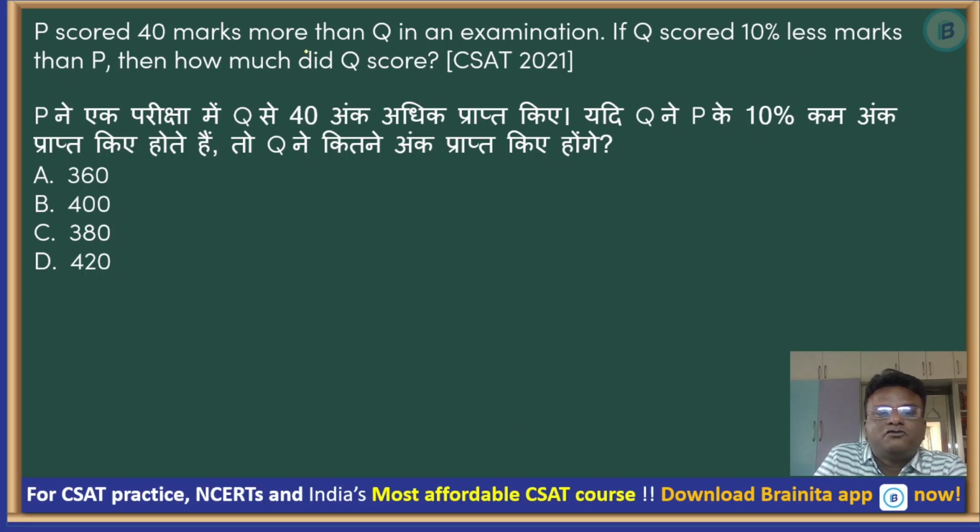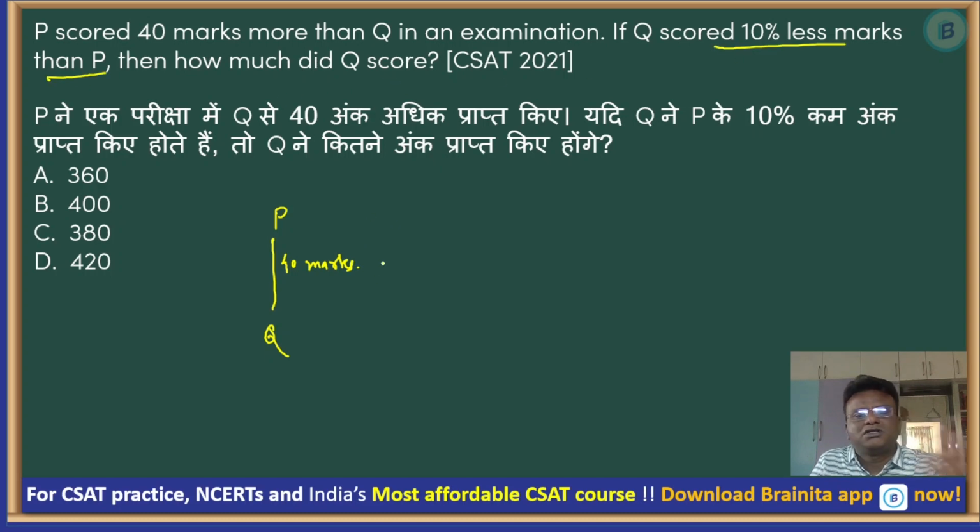P scored 40 marks more than Q in an examination. If Q scored 10% less marks than P, how much did Q score? So it is simple, right? This difference is basically 10%. Maximum marks are 400. You may actually tend to write 400 as an answer, but understand this.